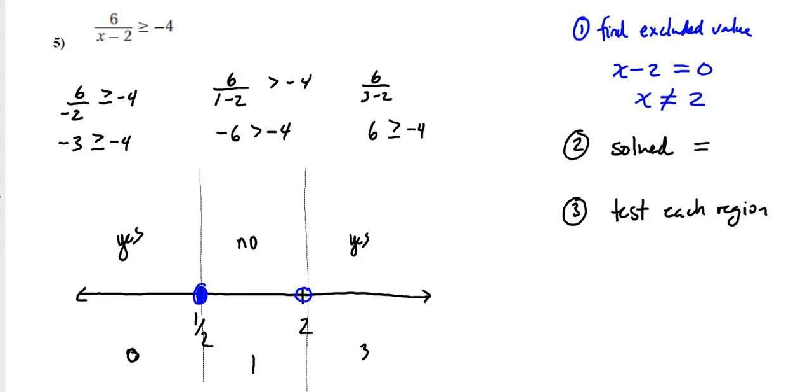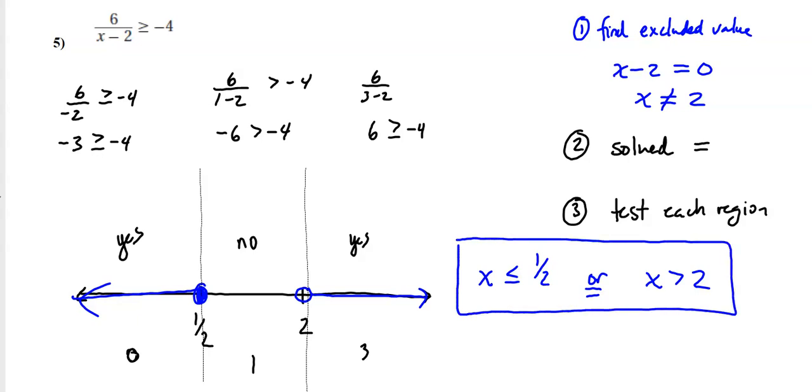And basically, this goes back to algebra, so you may have to remember this. If this region works, that is x is less than or equal to 1/2, because I have a closed circle, or this region, which is x is greater than 2, not equal because that was an open circle. So these are the areas that make that thing true up there, and the spot that doesn't work is between 1/2 and 2.